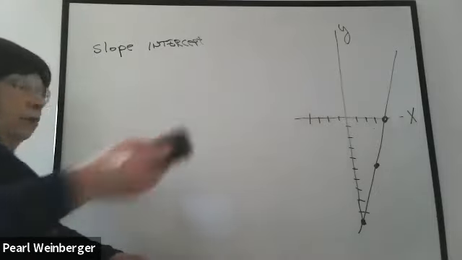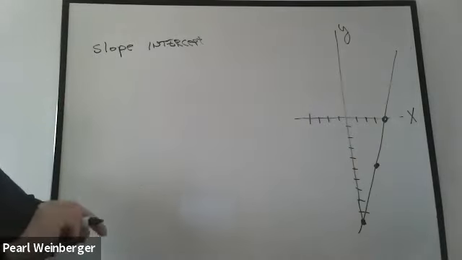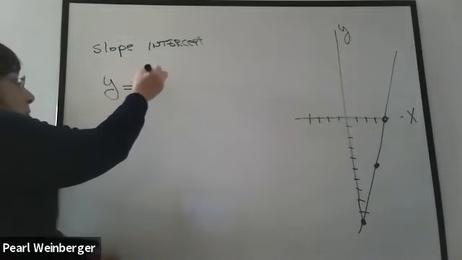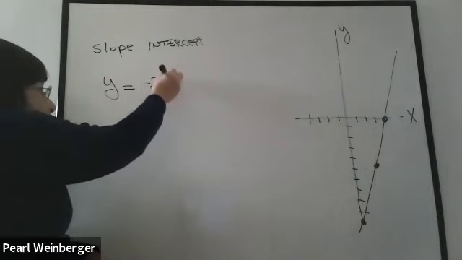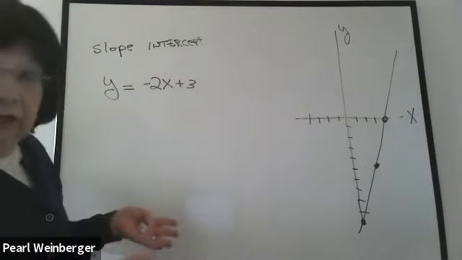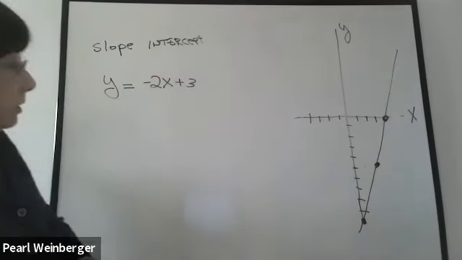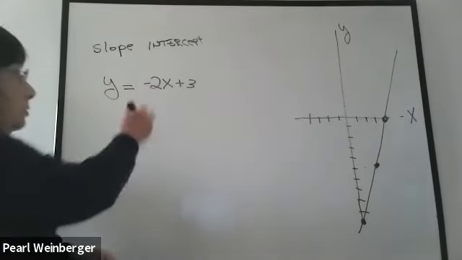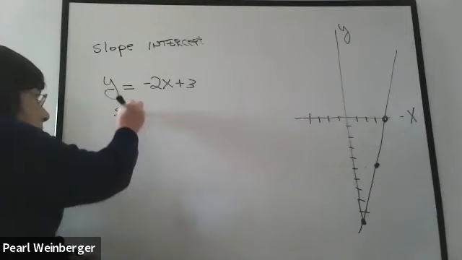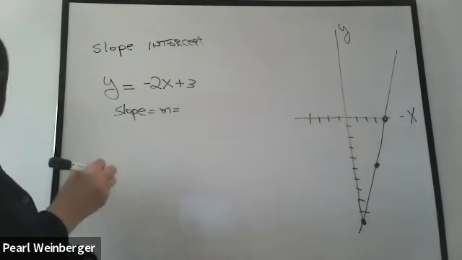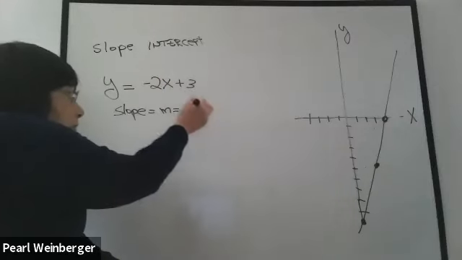Let's look at a line whose slope is negative. What if I gave you this equation? y equals negative 2x plus 3. Now it already is in the slope-intercept form because it says y equals, which means that the slope, or m, is the number in front of the x. What is that number? What is the number in front of the x?